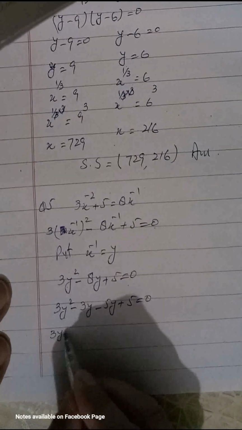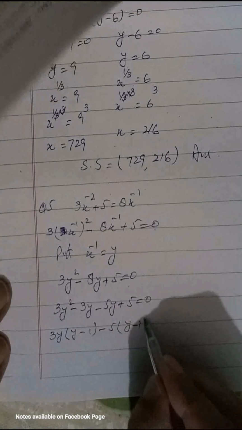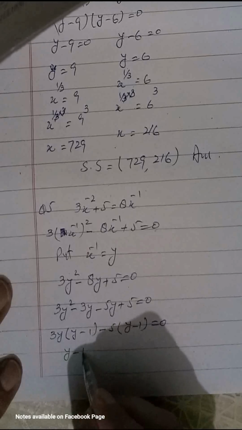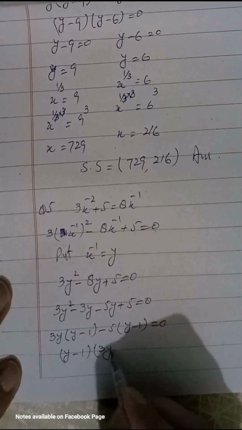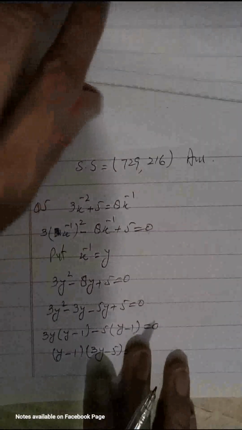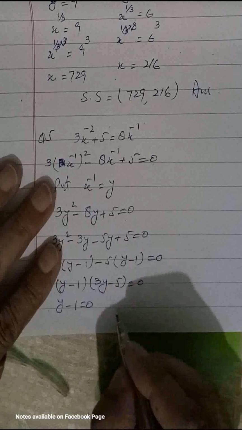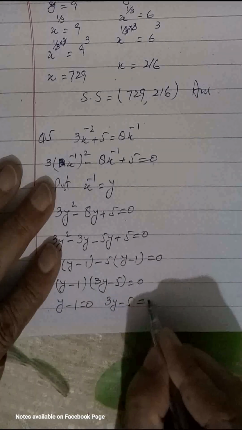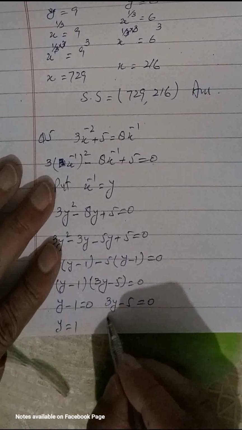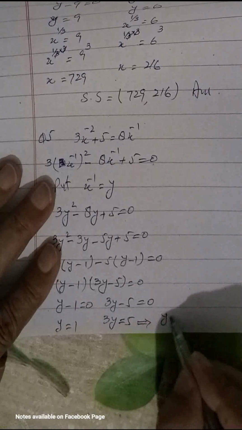Take common 3y, and here is y minus 1, minus 5, y minus 1 is equal to 0. y minus 1, 3y minus 5 is equal to 0. y minus 1 is equal to 0, 3y minus 5 is equal to 0, and here y is equal to 1, 3y is equal to 5 and y is equal to 5 over 3.